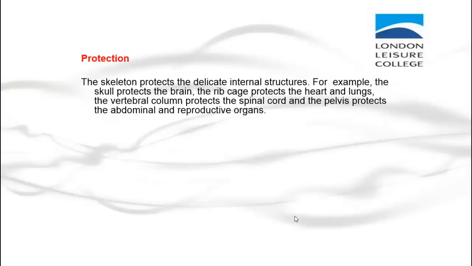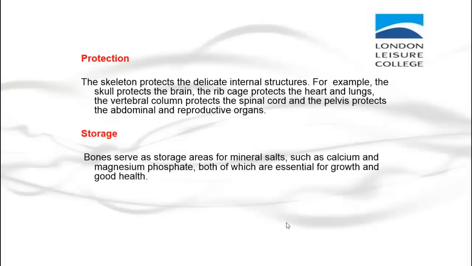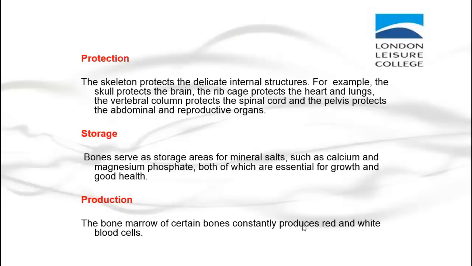Okay, so let's look at protection, which is another function of the skeleton. The skeleton protects the delicate internal structures. For example, the skull protects the brain, the rib cage protects the heart and lungs, the vertebral column protects the spinal cord, and the pelvis protects the abdominal and reproductive organs. We also have storage. So bones serve as storage areas for mineral salts such as calcium and magnesium phosphate, both of which are essential for growth of your bones and good health, and we're going to talk about this in more detail later on. And then finally we have production.